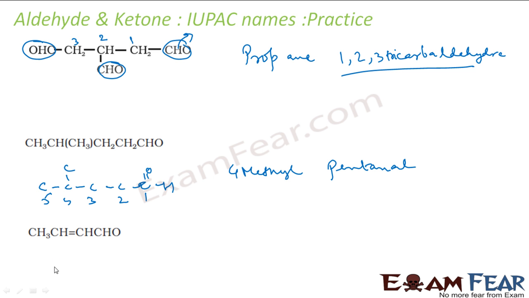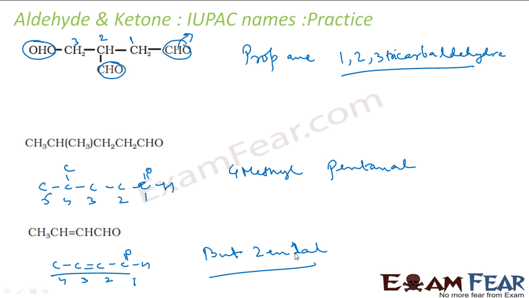The next is this. Let me again draw the structure. This is my structure. Again, if you see the longest chain, 1, 2, 3, 4 is my chain. There is no substituent, so I'll start with but. There is a double bond at 2nd position, but-2-ene, and at 1 position I have aldehyde, 1-al. But-2-ene-1-al, or you can say but-2-enal also. You don't need 1 here because 1 is by default the assumed position for aldehydes.